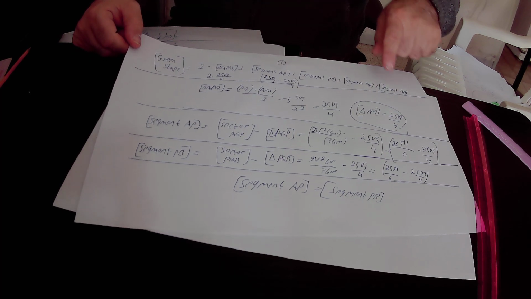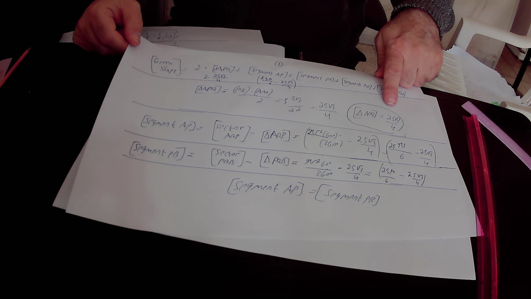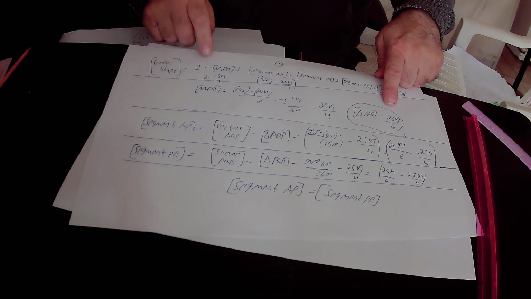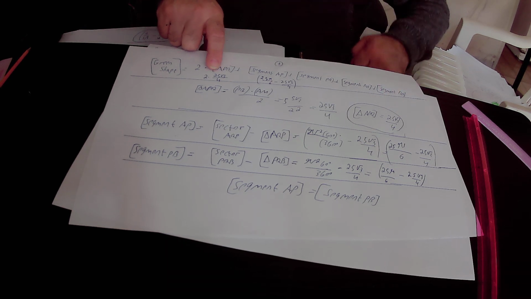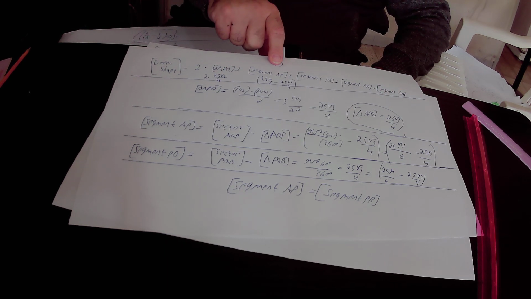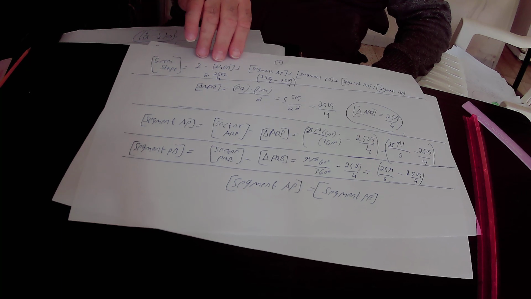So 2 times the area of triangle APQ equals 2 times 25 times square root of 3 over 4 plus the area of segment AP. What is the area of segment AP?